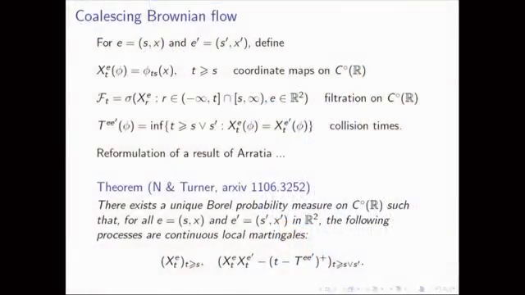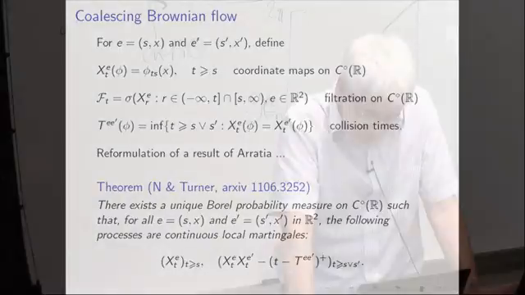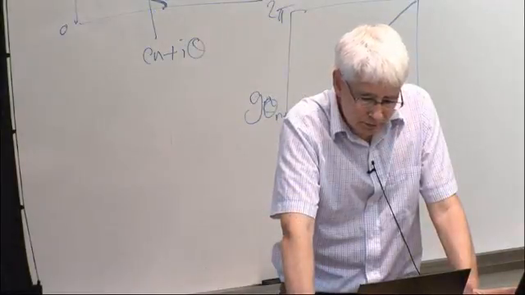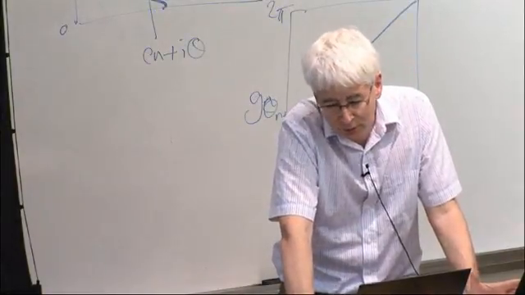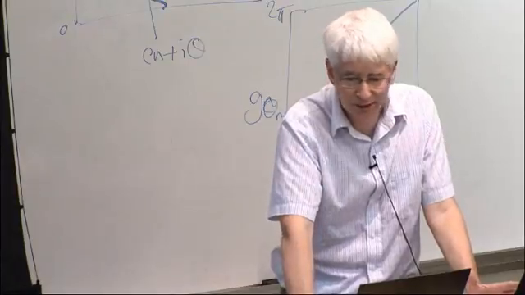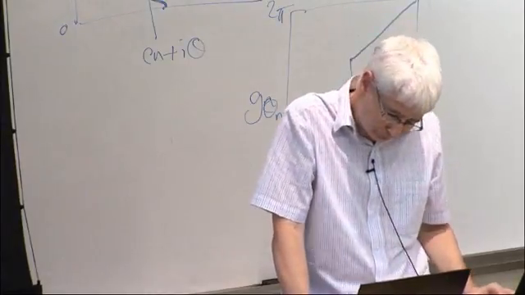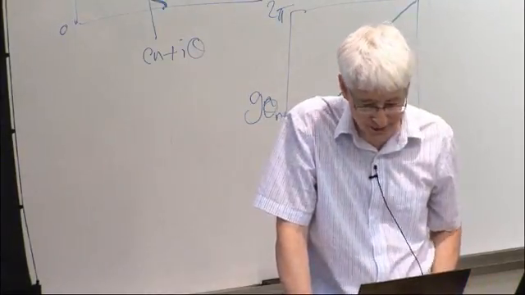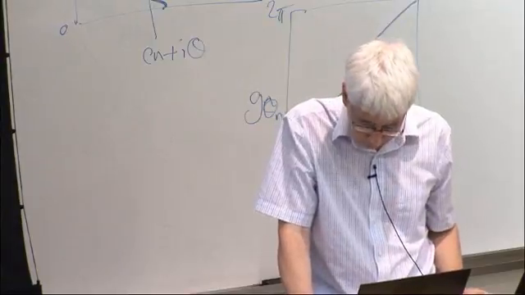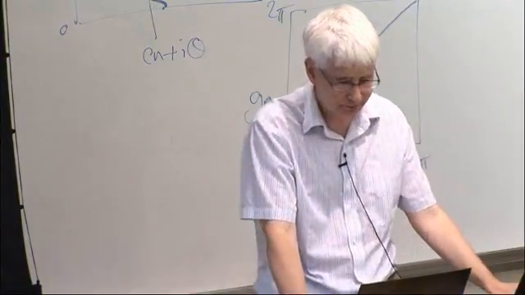Now, there's a famous object in probability, the coalescing Brownian flow, which I now want to introduce because it turns out to be the limit object for the harmonic measure flows.